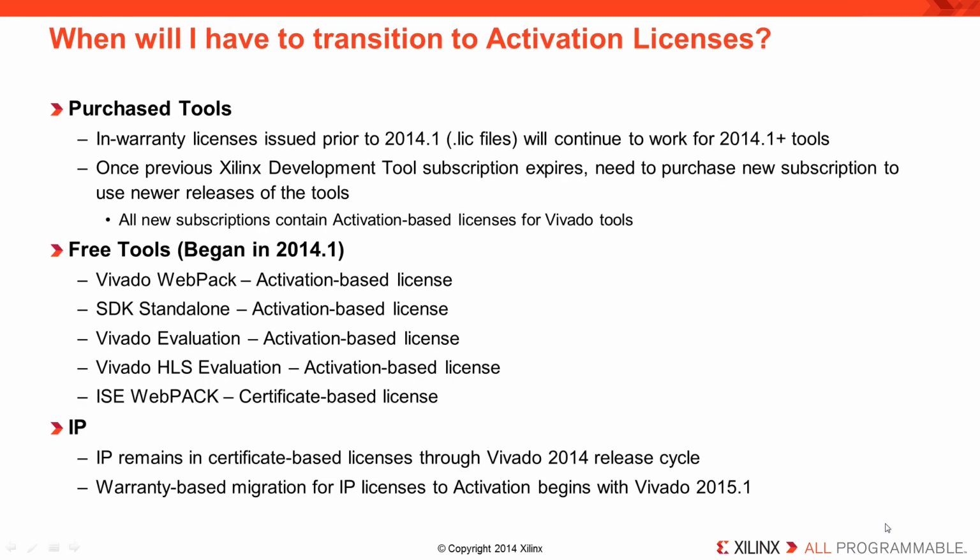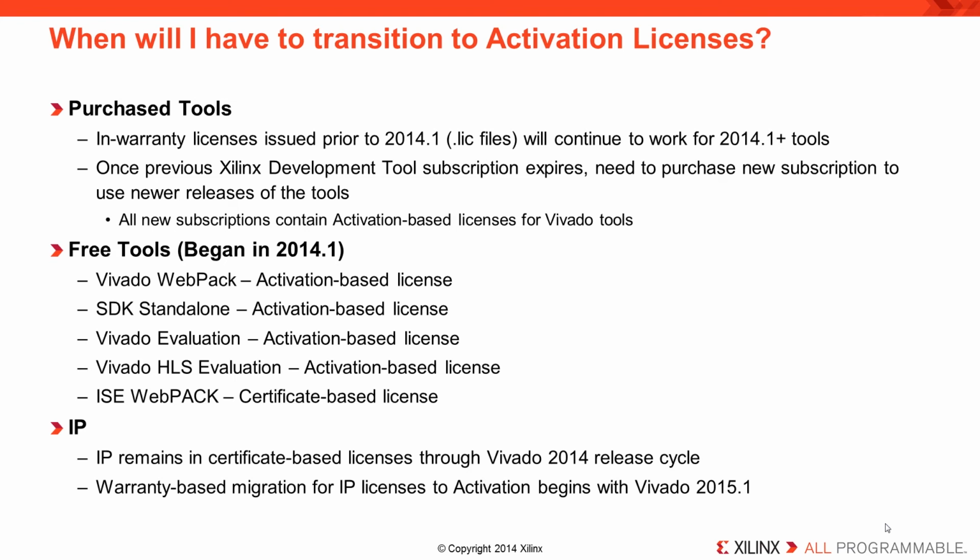So a question we often get is, when will I have to transition to activation-based licenses? So for purchase tools, if you're currently in warranty, in other words, your one-year subscription is still in force, then the license files, the .lic files, or certificate-based licenses that you had previously will continue to work for the current tool set. Once your subscription expires, you'll need to purchase a new subscription to use the newer releases of the tools, and that newer subscription will contain activation-based licenses for the Vivado tools.